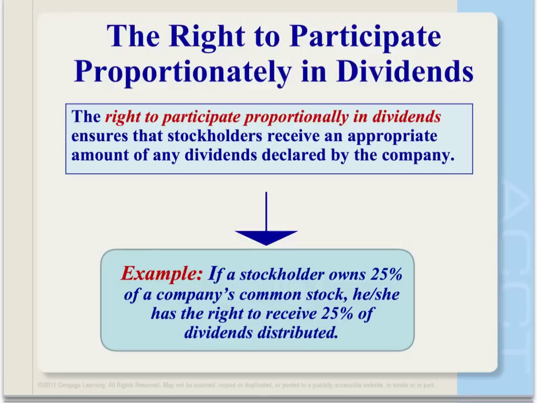Next we have the right to participate proportionally in dividends. This ensures that stockholders receive an appropriate amount of dividends declared by the company. For example, if a stockholder owns 25% of the corporation's common stock, then he or she has the right to receive 25% of any dividend the company distributes.